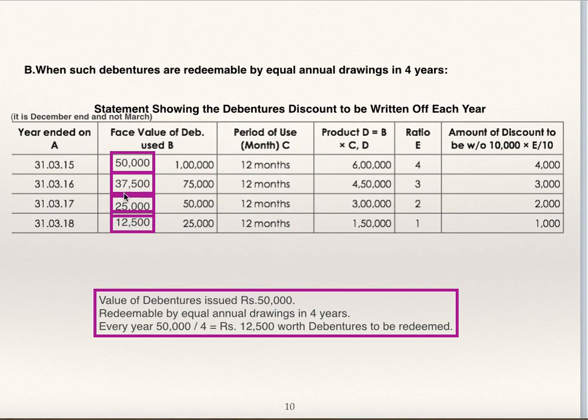You are supposed to calculate the ratio of this. Why? Because the period is 12 months. If you multiply 50,000 into 12, 37,500 into 12, 25,000 into 12, 12,500 into 12, you will get the products and the ratio will be the same, 4 is to 3 is to 2 is to 1. Even if these amounts are wrongly given, or the year ending is wrongly given, you will get the same ratio 4 is to 3 is to 2 is to 1, and 10,000 is to be written off in this ratio. Amount to be written off is 4,000, 3,000, 2,000 and 1,000, at first year end, second year end, third year end and fourth year end.